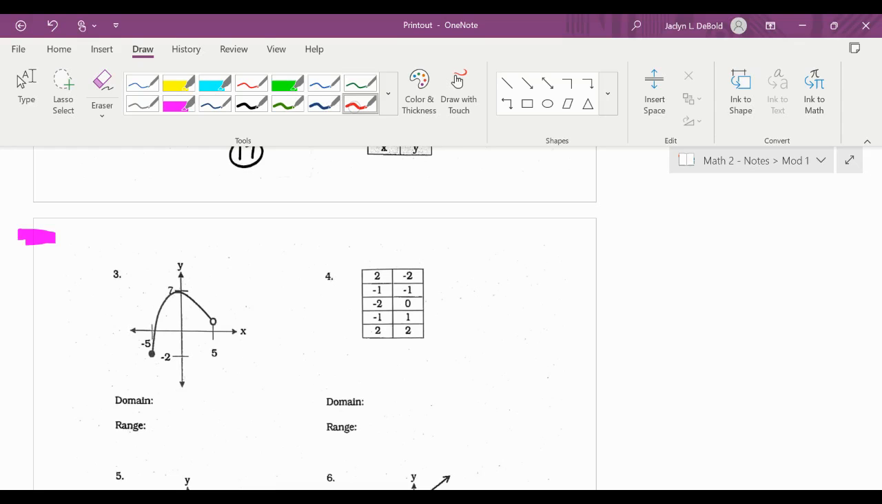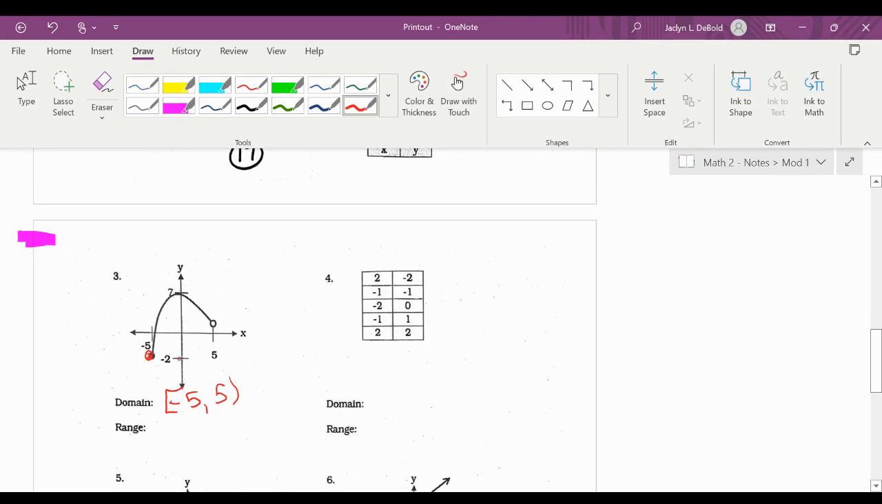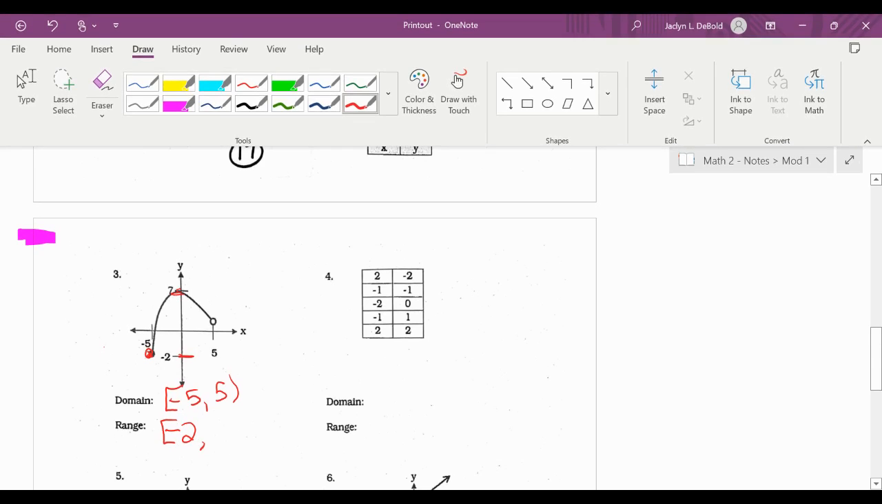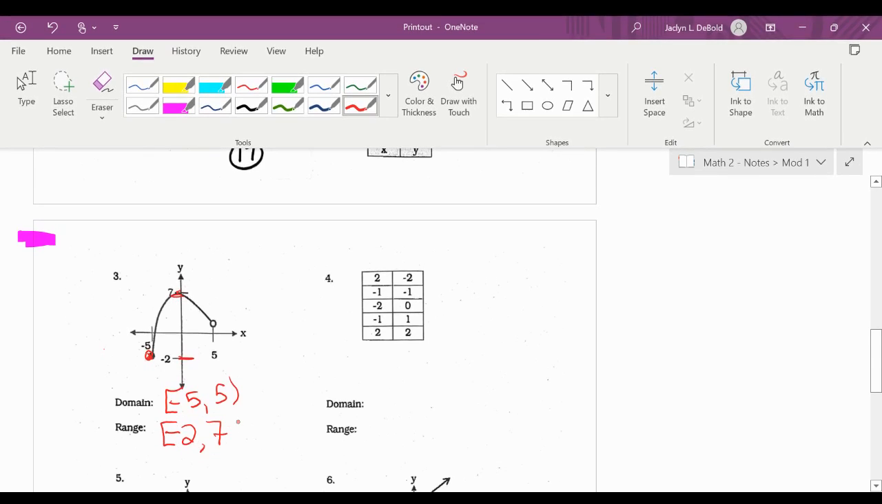For the next example, we're going to do the same thing. If I go all the way to the left-hand side, I'm looking at my domain. All the way to the left would be -5. It's a closed circle, so it gets a bracket. All the way to the right is an open circle, so it's going to be a +5 with a parenthesis. I then see my lowest, for the range, is -2. It's going to get a bracket. And then the highest would be 7, and it's going to get a bracket.